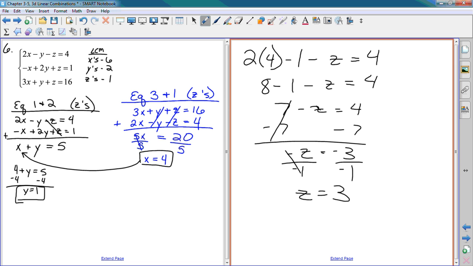So now you have x, and you have y, and you have z. That's your answer. Then your final answer I want written as a point. X is 4, y is 1, and z is 3. It's (4, 1, 3). So we would go out 4 over 1 and up 3. That's where they all intersect, those 3 planes.